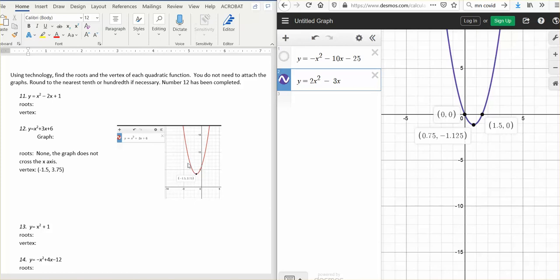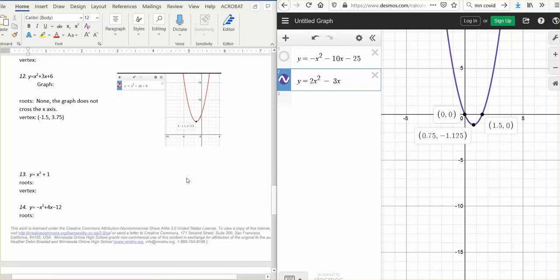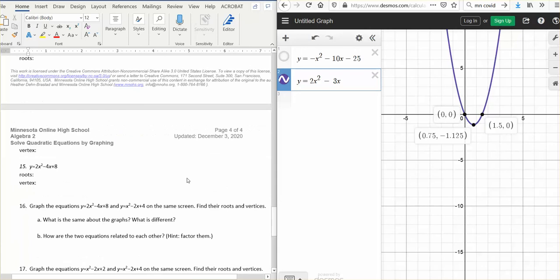For example, in this one, this is using Desmos, and I graphed, and I found that for my vertex. This one did not have any roots, this number 12 that I had done for you on the worksheet, because it does not cross the x-axis. And that happens sometimes. And we'll explore more about that in future assignments as well.